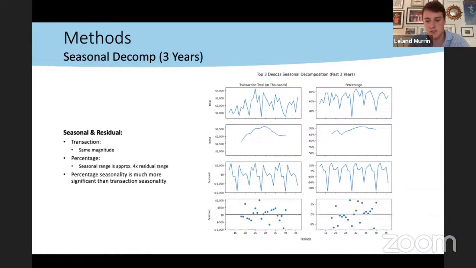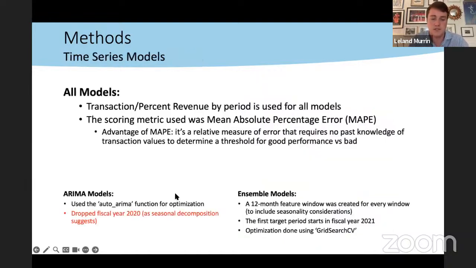So that's something to be considered here, to see if we can explain these troughs, particularly February fiscal year 2023, which was the main trough of note that we were investigating, and seeing if there is some seasonal explanation for this, which there seems to be. So we used the seasonal decomposition to drive our modeling. The transaction and percent revenue by period was used for all models. So I used both to just get an idea of what those would look like.